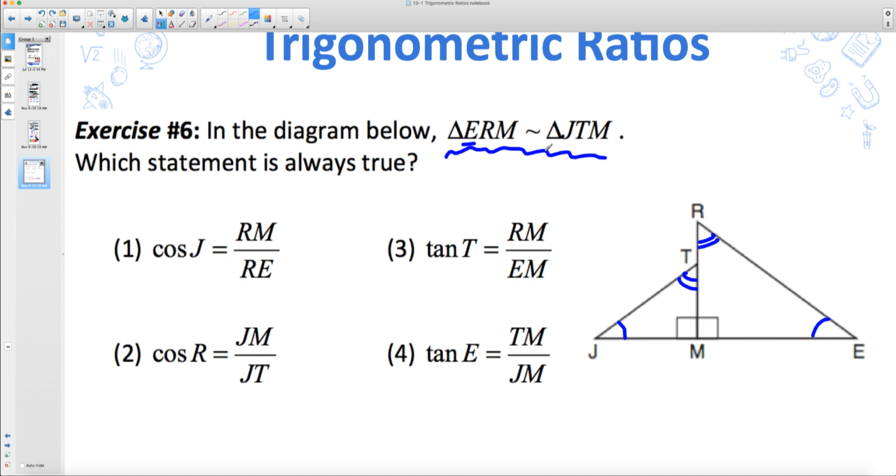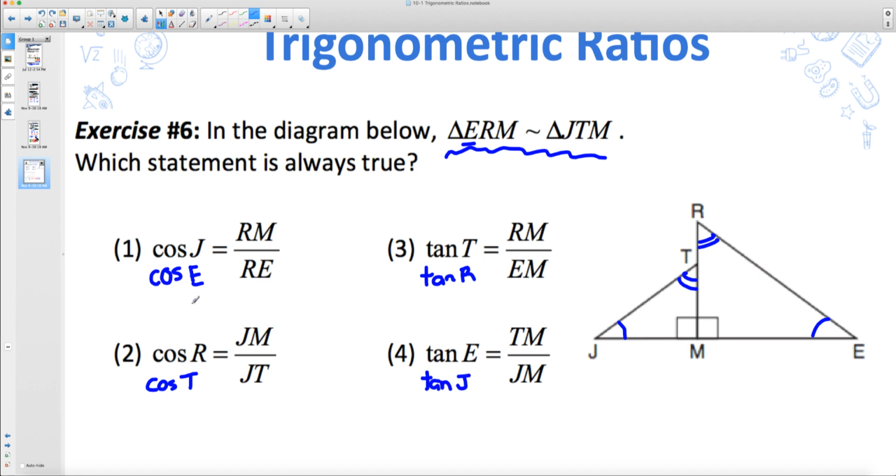When we have similar triangles, that means their sine, cosine, and tangent ratios will be the same. So the cosine of angle J is going to equal the cosine of angle E. Since angle R and angle T are both congruent and they're both in right triangles, the cosine of angle R is going to be equivalent to the cosine of angle T. Tan of angle T will be the same as the tan of angle R, and tan of angle E is going to be equal to tan of angle J.